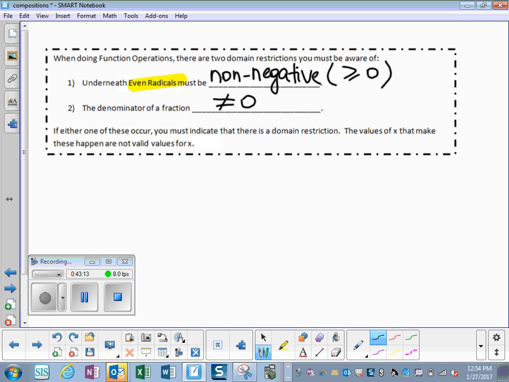What does non-negative mean? Non-negative means either positive or 0. You've never heard this term? No. So should we write positive or 0? Yes. Or learn the new term, non-negative. Greater than or equal to 0. Non-negative. Kind of self-explanatory, right?